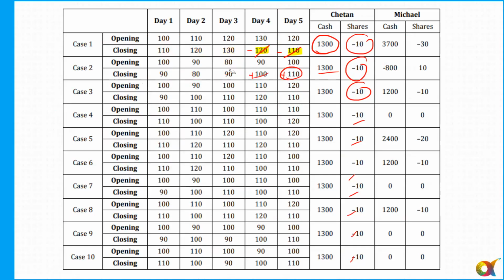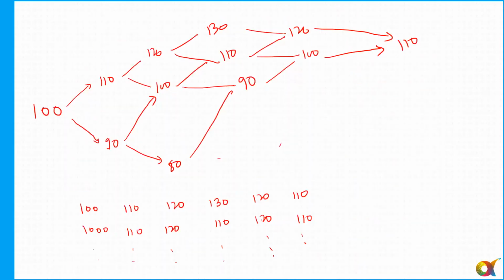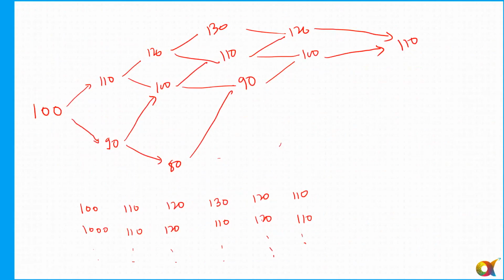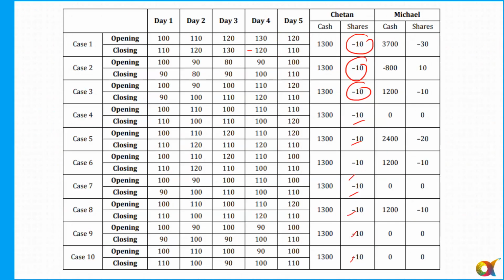Okay. Now, let's talk about who Chetan is done. Who is the second person? That is Michael. Now, whenever the closing price was above 110, Michael will sell. Okay, so he'll receive some money. And if it is below 90, he will buy. Below 90, he will buy. Okay, so let's talk about Michael. For example, I'll make the first case for Michael. Case 1 I'm taking for Michael.